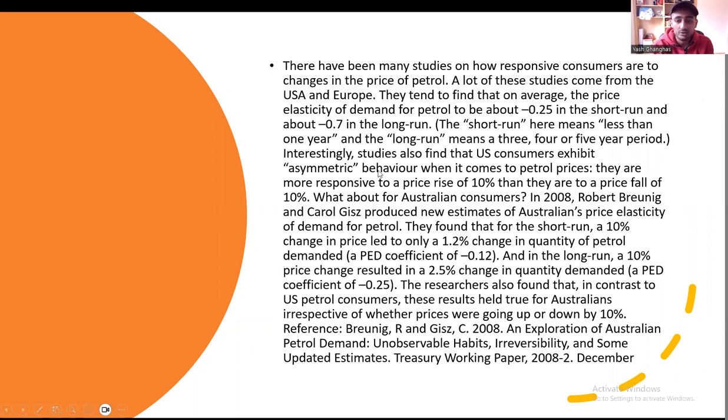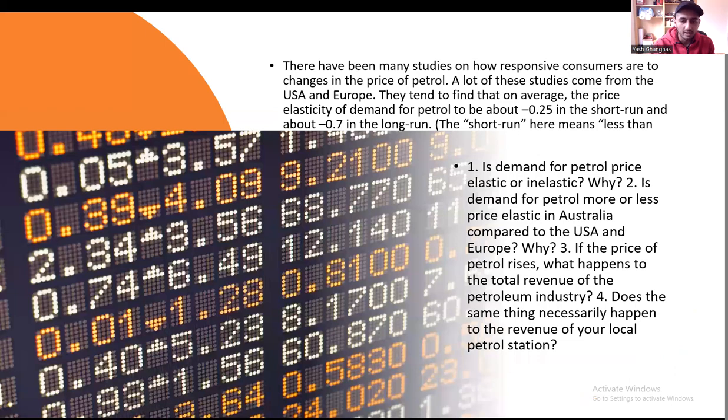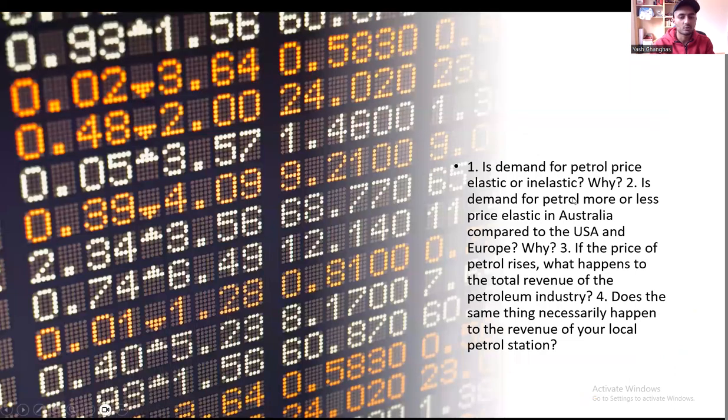So we are basically choosing three areas. The first is USA and Europe, which shows some data in the short run and long run, which we will discuss in further slides. And then we are going to discuss Australian consumers. So basically, in this report, we are going to discuss the differences between the regions. And these are the questions that we are supposed to answer.